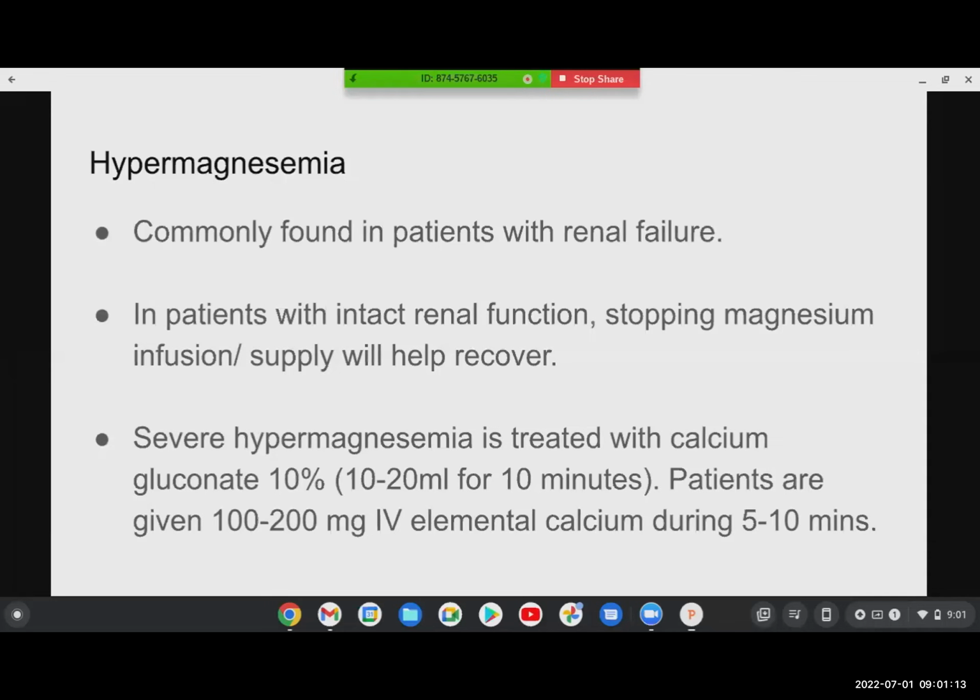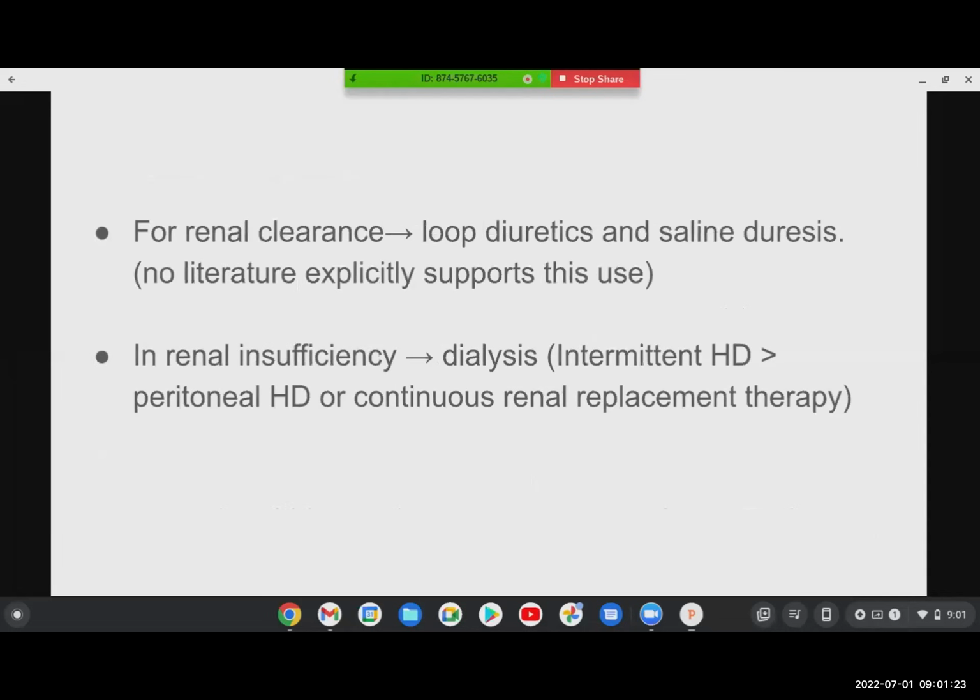That is calcium gluconate 10% is given, 10 to 20 ml over 10 minutes, and patients are given 100 to 200 milligram of IV elemental calcium during the first 5 to 10 minutes.